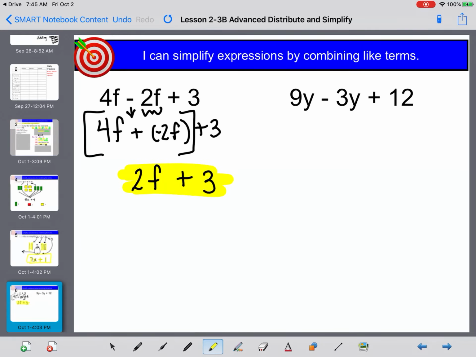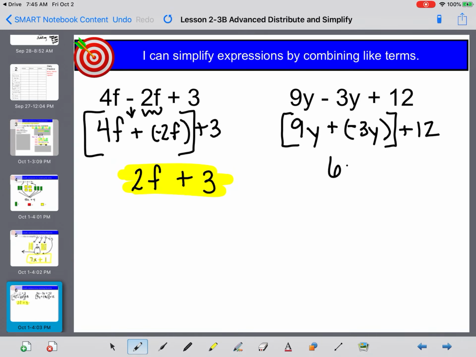Okay, let's try the next one. The first step is to rewrite the problem as all addition. The next step is to put them by each other, which they already are. Then to use the associative property to group them. 9 minus 3 is 6y plus 12. And that is as simple as I can get it.